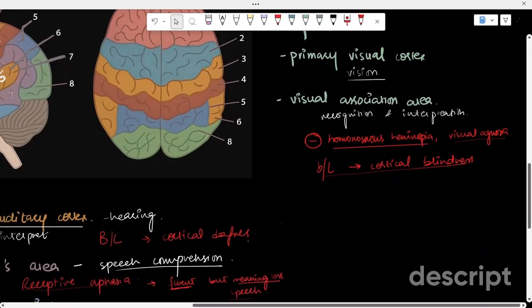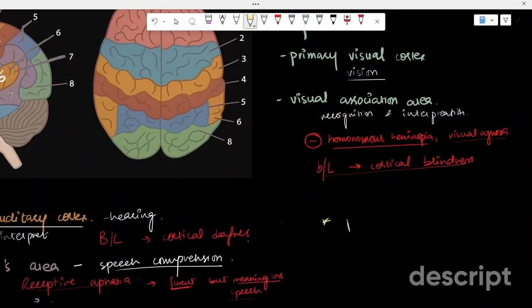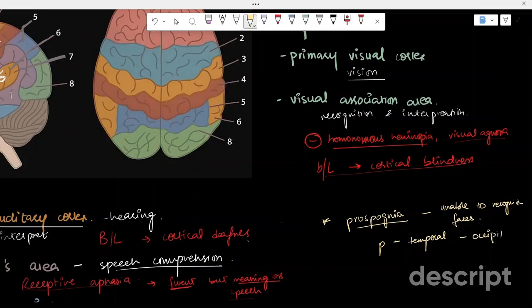And before I conclude this, I would like to add some points. There is a condition known as prosopagnosia. This is where the person is unable to recognize faces. Whenever an MCQ comes related to this, the first choice for the answer will be a lesion in the parietal lobe. Then you can choose a lesion in the temporal lobe if parietal is not in the options. And if both of these are not in the options, you can use the occipital lobe.